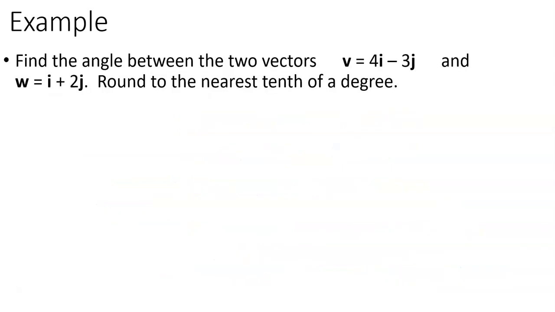All right, let's try this one. It says find the angle between these two vectors, round to the nearest tenth of a degree. All right, so the first one is 4 over, 3 down. The other is 1 over, 2 up.